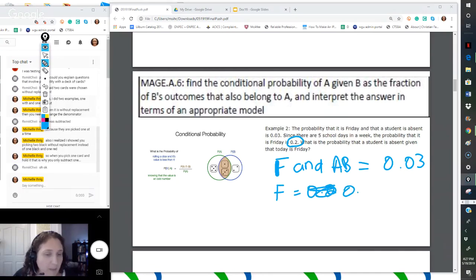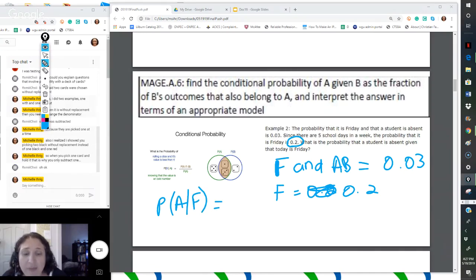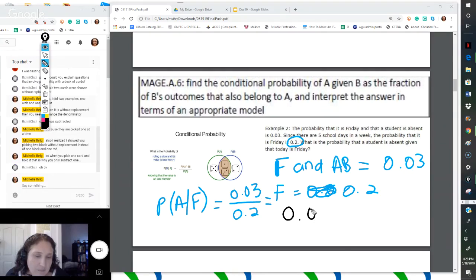0.2. So what is the probability that a student is absent given that today is Friday? Again, we're going to do the probability of absent given Friday. Friday has to go in the denominator, 0.2. The numerator would be 0.03. Hey, Google, what's 0.03 divided by 0.2? The answer is 0.015. So that gives you 0.015.